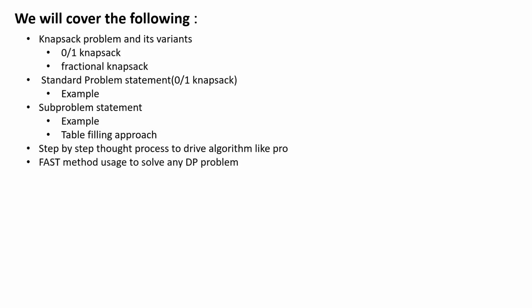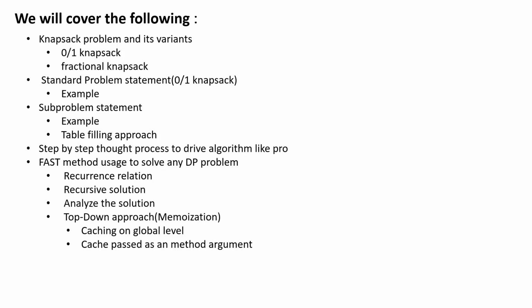Then we will use the FAST method to solve this DP problem. In that, we will first calculate the recurrence relation and try to derive the recursive solution out of it. Then we will analyze the solution and the complexity. Later, we will use the top-down approach or memoization technique, and we will see the two variants, caching on global level and cache passed as a method argument. And finally, we will convert this solution into a bottom-up manner, which is also called tabulation. Then we will do some pattern analysis, and at the end, we will see the demo. So guys, this is all we are going to cover in this lecture.